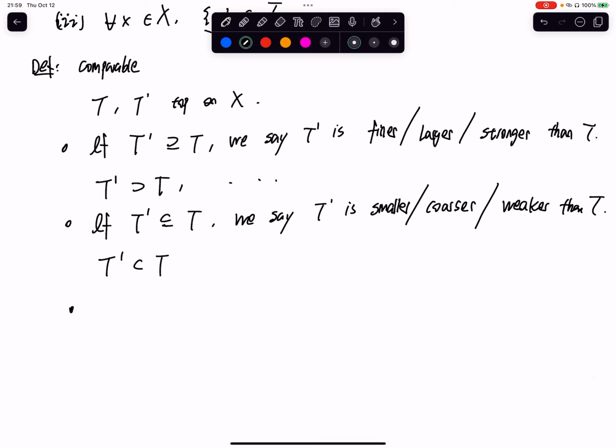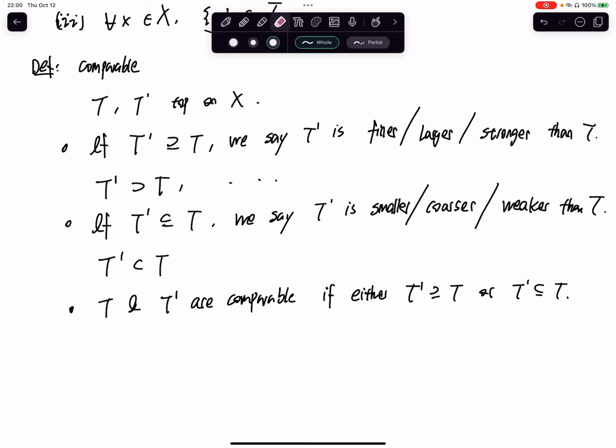And we say that T and T prime are comparable if either T prime is bigger than T or T prime is smaller than T. Or maybe we can all use the smaller sign.